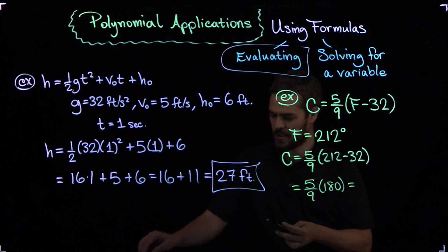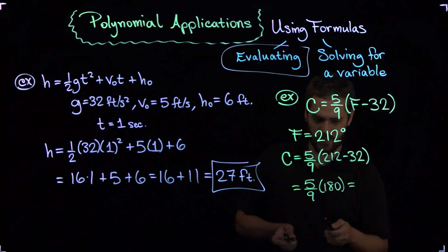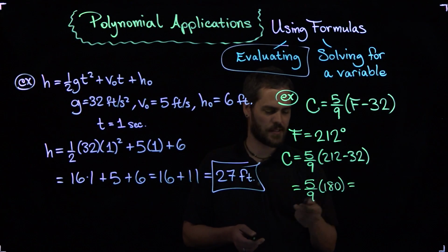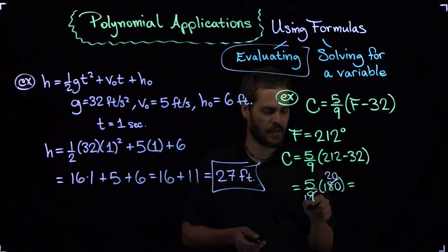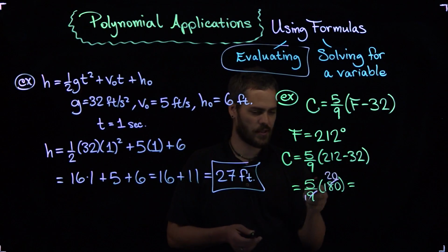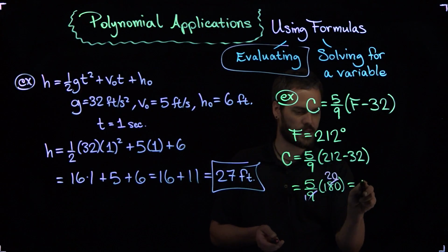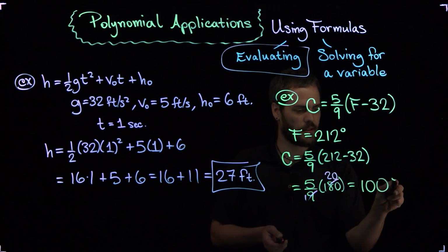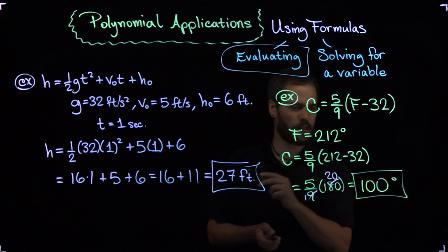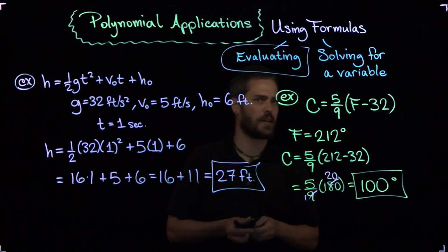I'm going to do a little reducing here. You should probably review this if it looks confusing. Fractions times whole numbers. Let's just reduce both of these by 9. So this becomes a 1, this becomes a 20. 5 times 20 is 100 over 1 is just 100, so this comes out to 100 degrees Celsius. And there we go. We have evaluated the formula.